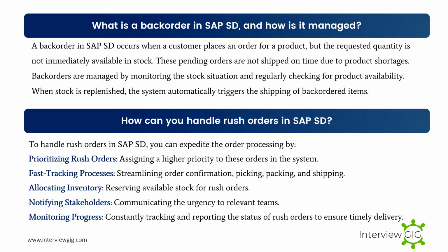How can you handle rush orders in SAP SD? To handle rush orders in SAP SD, you can expedite the order processing by prioritizing rush orders, assigning a higher priority to these orders in the system. Fast-tracking processes, streamlining order confirmation, picking, packing, and shipping.